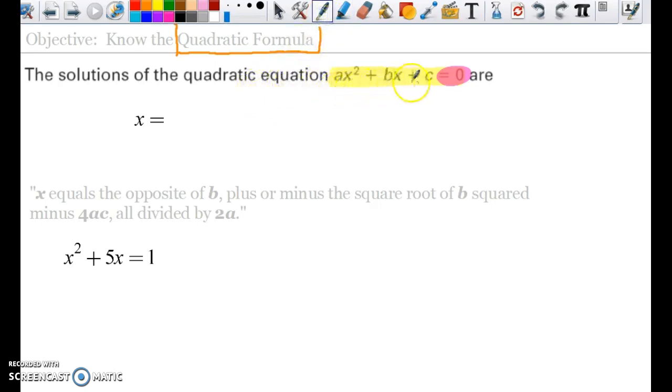But if I have any quadratic equation, whether there's an x in the middle or not, that b could be 0. In that case, you just have ax squared plus something. The solutions are x equals the opposite of your b value.